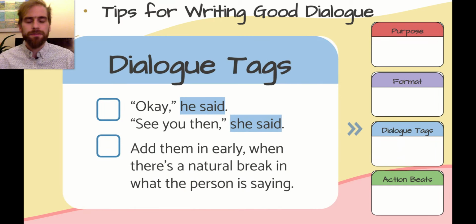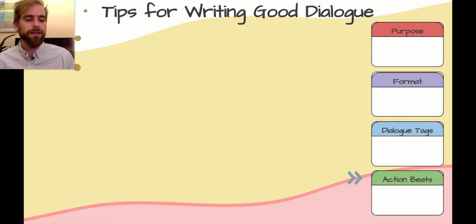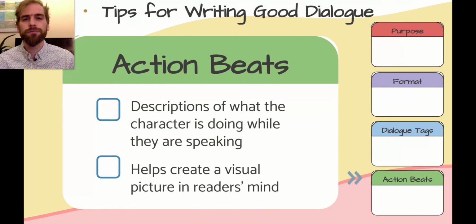Dialogue tags are something that you are familiar with, but maybe aren't familiar with the name. This is like the he said and she said when you're reading a story. Okay, he said. See you then, she said. Those dialogue tags are really helpful to keep track of who is speaking. And it's best if you add them in as early as you can. If someone's saying a big, long speech, you want to work in the dialogue tag earlier, not at the very end.